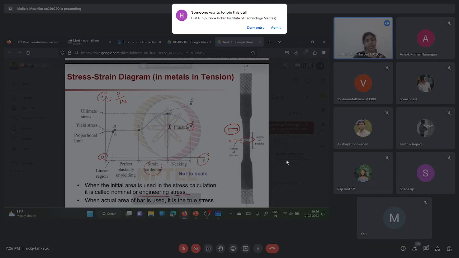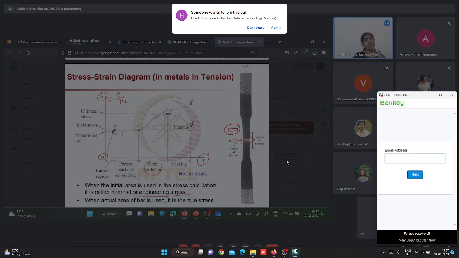We can see the strain even though the strength is constant. This region is known as the perfectly plastic region. That means the molecules in the particular material will lose the bonding and it will get elongated. So this region is called the perfectly plastic region.